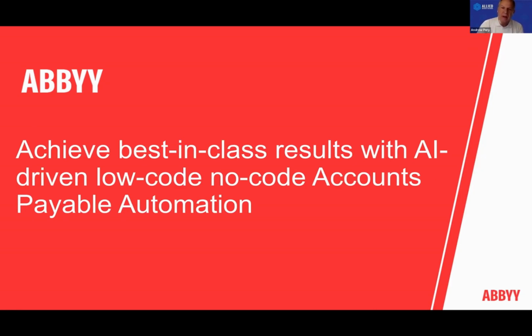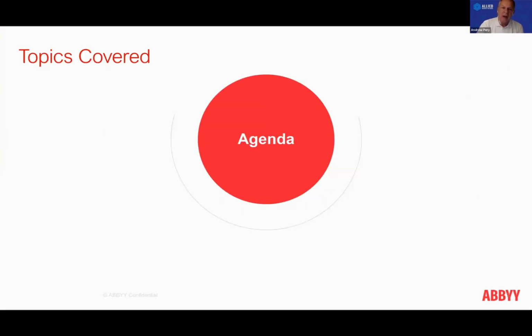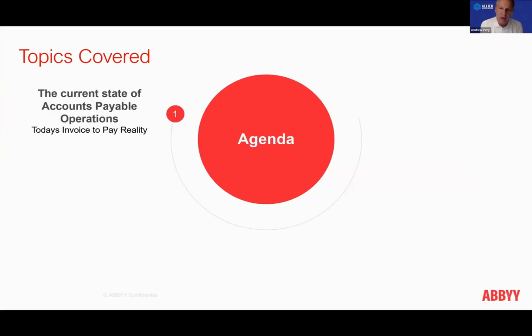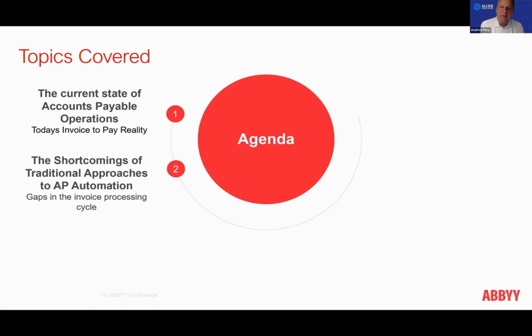So let's get right into the agenda and share with you the topics that we'll cover today. The first is to provide you with a level set of the current state of accounts payable operations. What's driving invoice to pay implementations today? What are some of the challenges that organizations are facing with accounts payable implementations? Secondly, what are some of the potential gaps and shortcomings of existing accounts payable solutions in the marketplace? And how do we address those potential gaps?